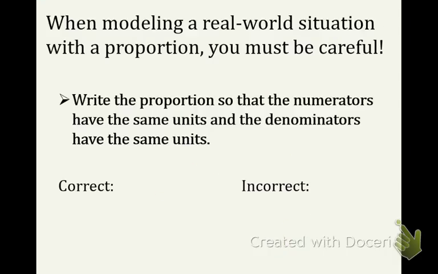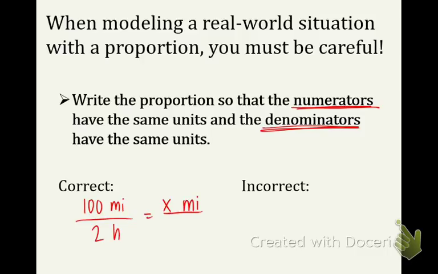When modeling a real-world situation with a proportion, you have to be careful. You have to be careful of where you put the units in particular. We need to write the proportions so that the numerators have the same units and the denominators have the same units. So an example of a correct proportion would be the following. 100 miles over 2 hours equals X miles over 5 hours. As you can see on the top, the units are the same, miles and miles, and on the bottom, hours and hours are the same.